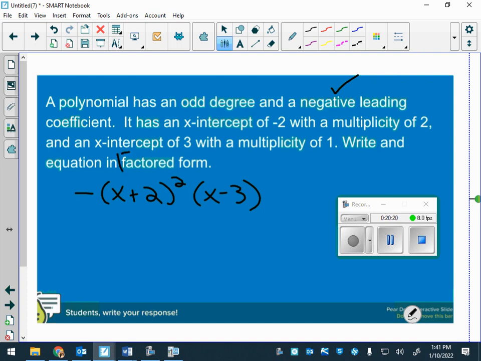Some of you I saw on other homeworks, or even the formative, trying to do it out into standard form. Don't do that. You're making more work for yourself. Factored form, easy, done. We're automatically done.